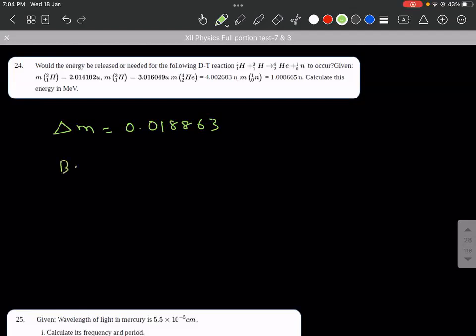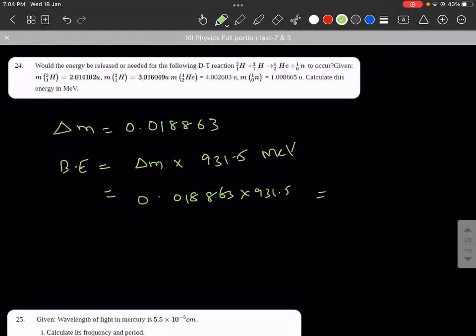Here they are asking about the binding energy. That is going to be delta M multiplied with 931.5 megaelectron volt. 0.018863 into 931.5. How much did you get? How much is the value you got? It is given as 17.56 megaelectron volt.